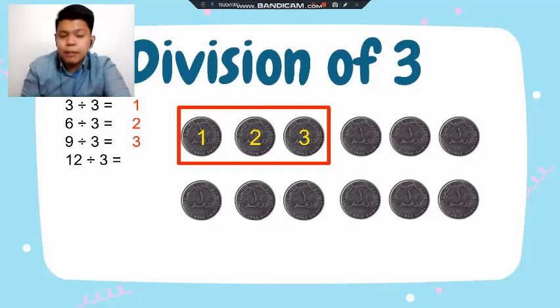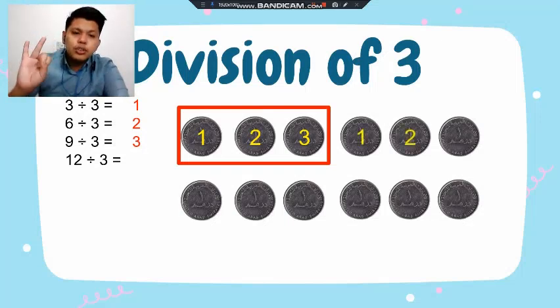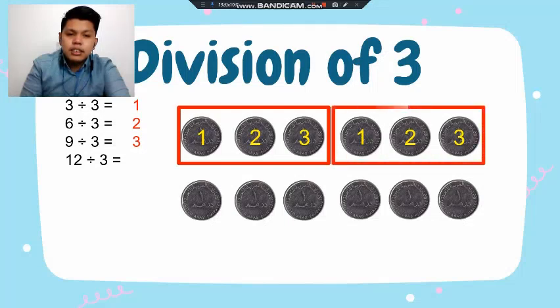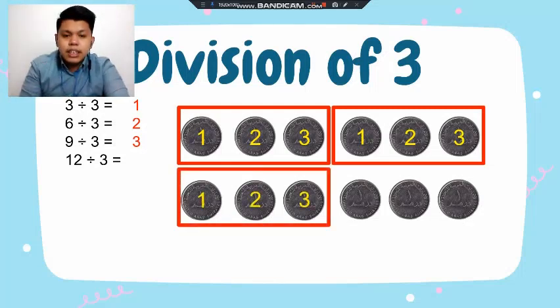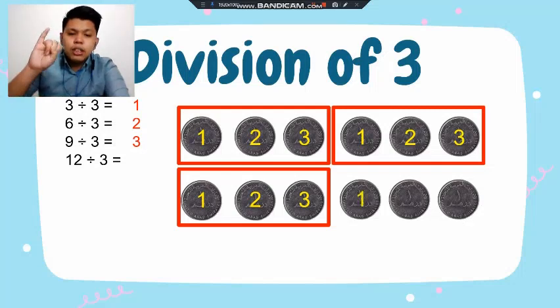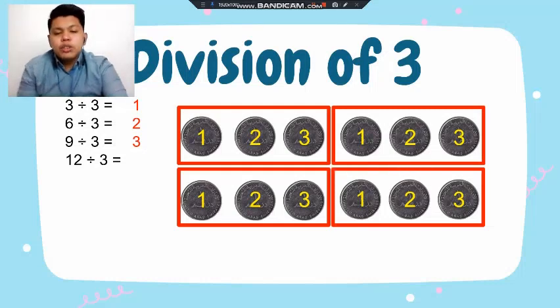Count another 3. 1, 2, 3. Put that in a box. Okay, then count another 3. 1, 2, 3. Put that in a box. And the last one, 1, 2, 3. Okay, no more coins to count.